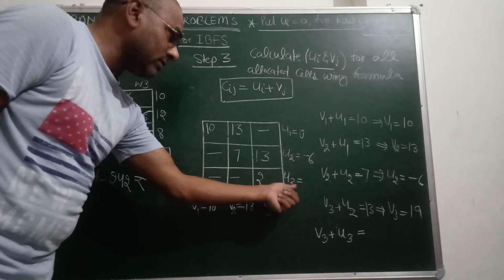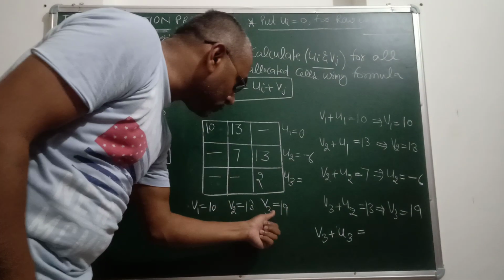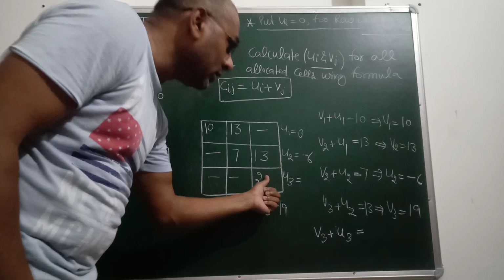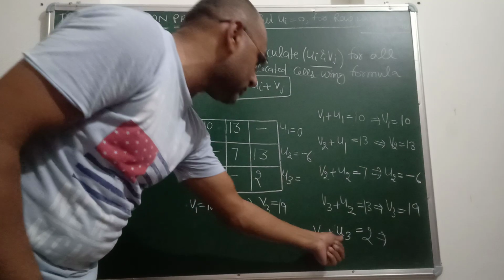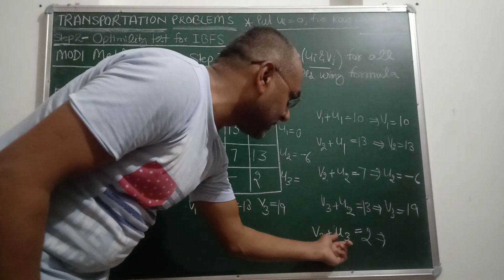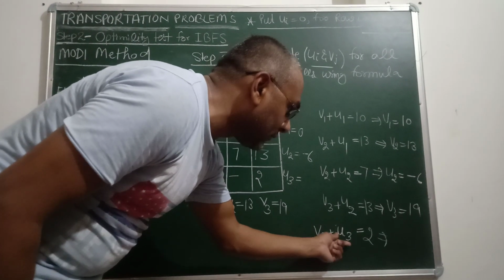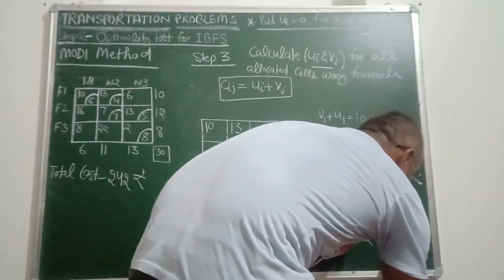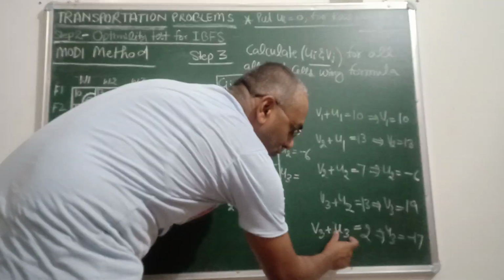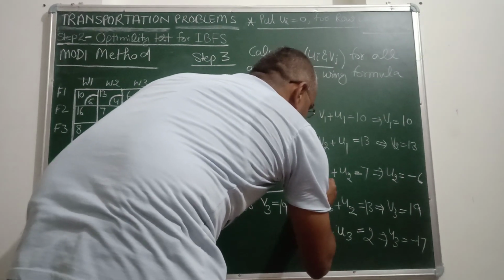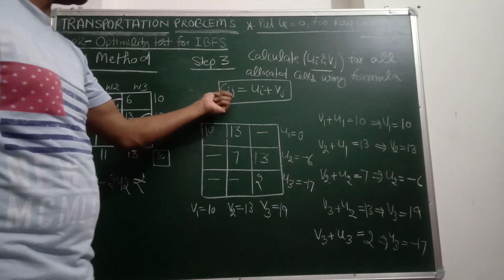Similarly, the last thing which is unknown is u3, as v3 is 19. Okay, so when you use the formula v3 plus u3 equals 2, if this is 19, this is unknown and the sum of these is equal to 2, then by putting 19 here we can find the value of u3, and u3 comes out to be -17.